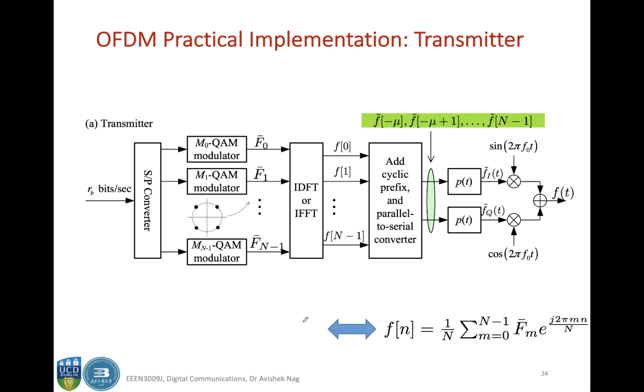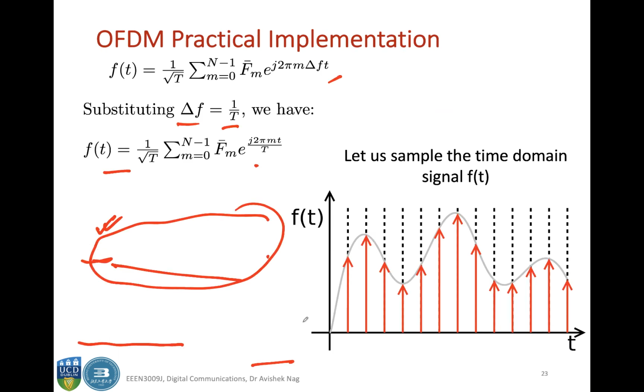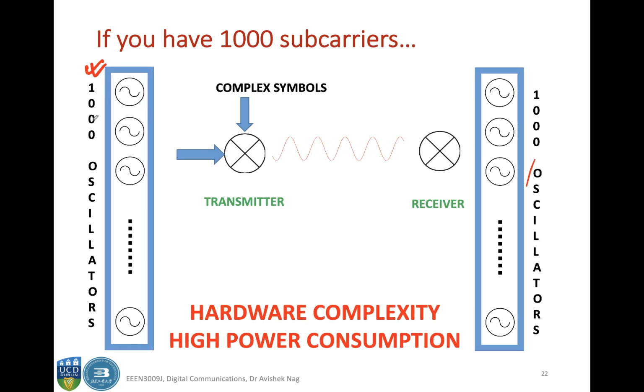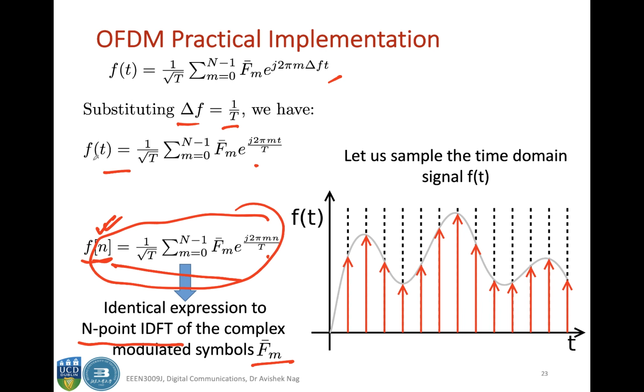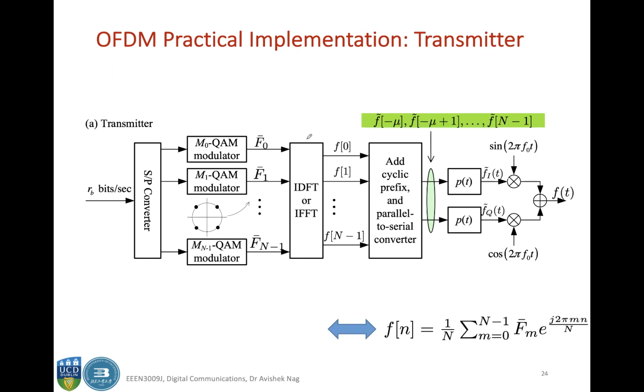So instead of having N oscillators, if your N is equal to 1000, you would have 1000 oscillators. You can have an N-point IDFT instead. So you eliminate the need for all those oscillators.